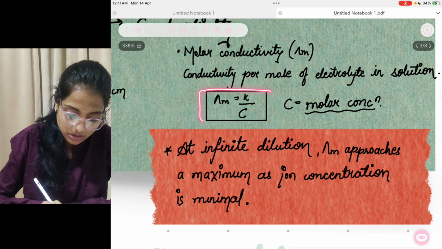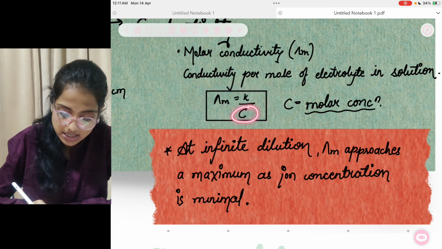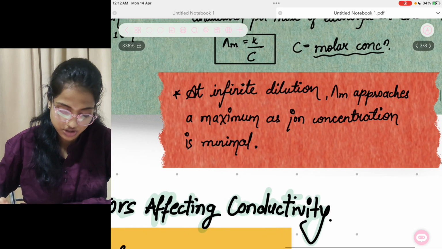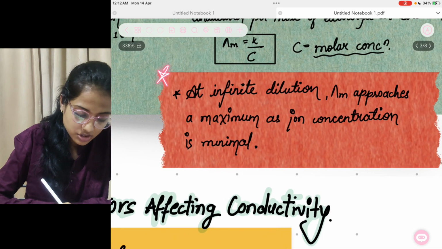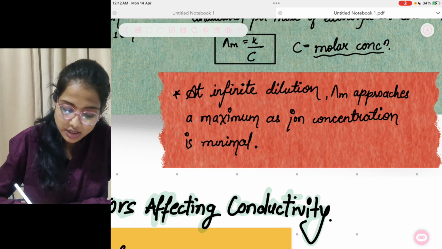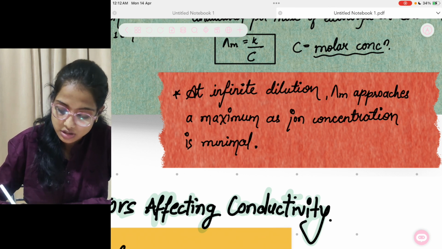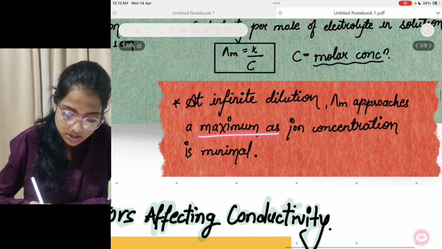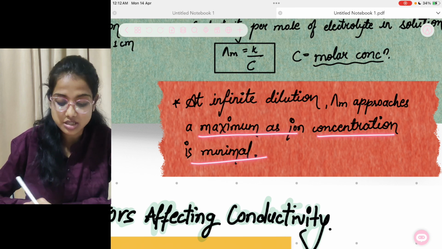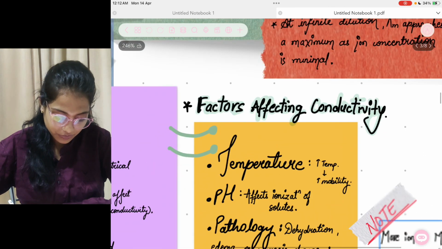This is the formula of molar conductivity. Here C is molar concentration. This is a note you should know. At infinite dilution, molar conductivity approaches a maximum as ion concentration is minimal. Exactly.